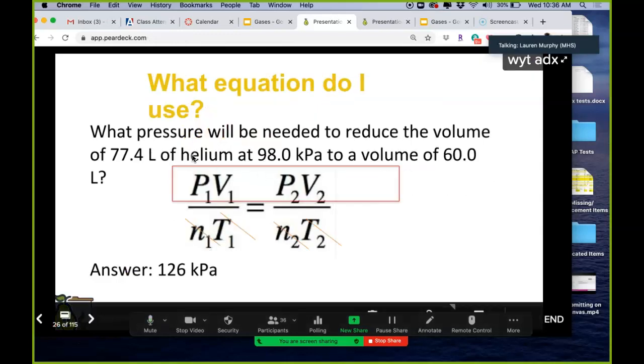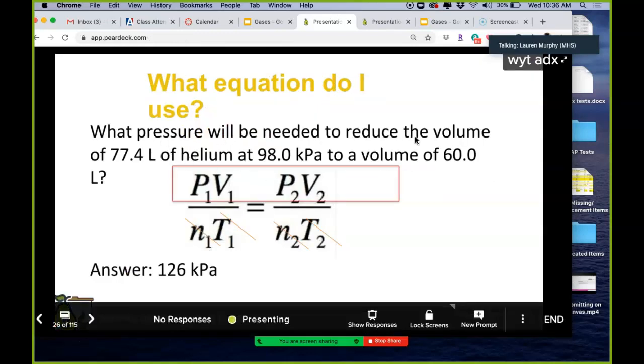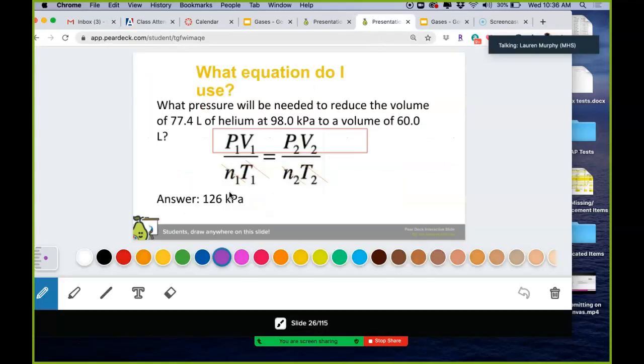Okay, so this says, what pressure will be needed to reduce the volume of 77.4 liters of helium at 98 kilopascals to a volume of 60 liters? So look, we have our combined gas law right here. As long as you know that, you go, okay, what's mentioned? I have pressure. I have volume. I have a new volume. I want to know pressure. So moles and temperature are not mentioned, meaning they're assumed to be constant. So you pretty much just don't pay attention to them. And then, oh, look, there's Boyle's law. Now, you don't even need to know it's Boyle's law, but there is your relationship between pressure and volume. So then you just plug and chug from there.